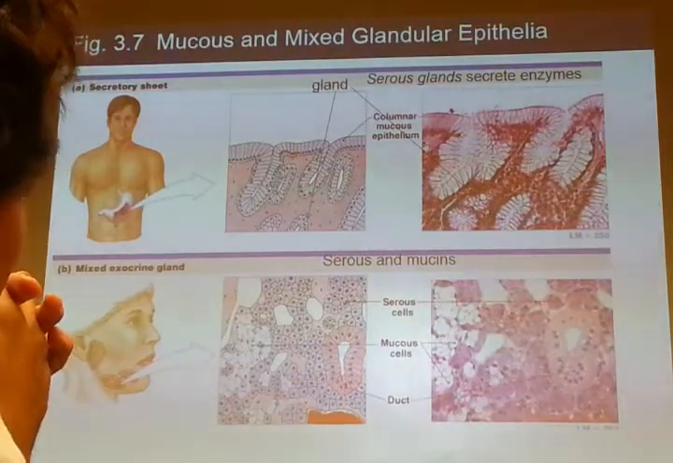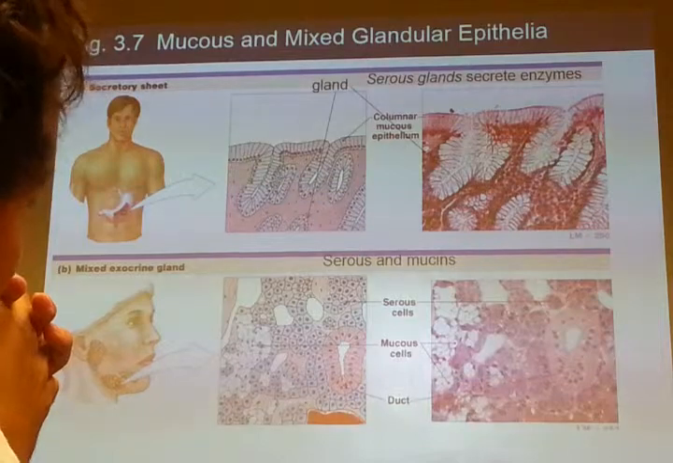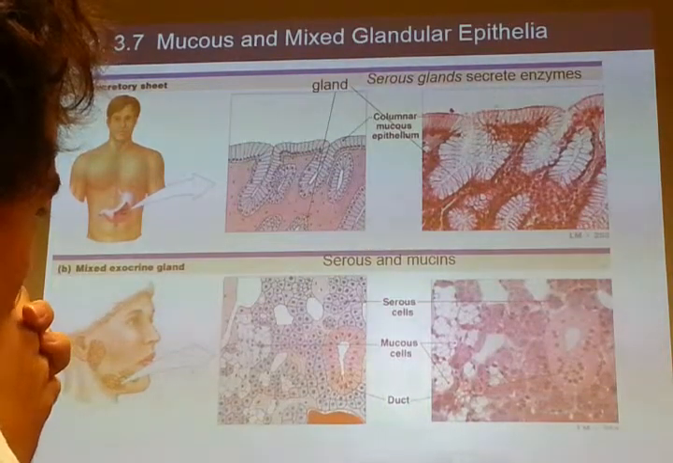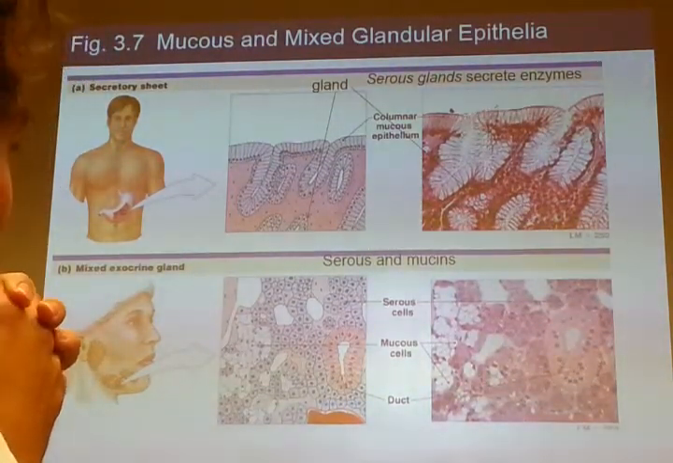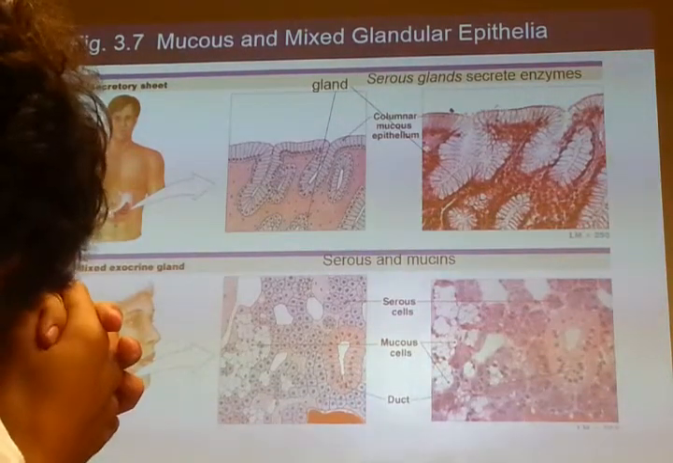What's the pH of the stomach? Around 2, can get down to 1 sometimes. So you need to protect your stomach lining from its own secretions.